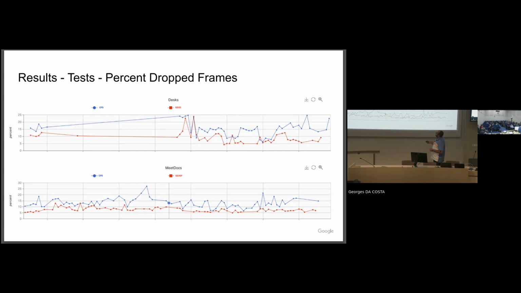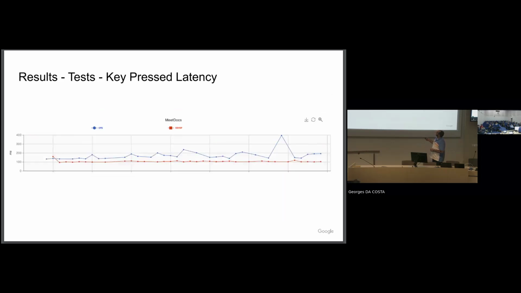So with our settings, EEVDF showed again in this workload scenario a drop from about 15% dropped frames to 10%, which is pretty good. Meets and docs we talked about, but that showed kind of consistent improvement across a lot more builds and tests. Key press latency showed a similar improvement here. It's dropping from close to the 200 range to a much flatter line at around 100 millisecond range. Again, blue is CFS and red is EEVDF with our settings.